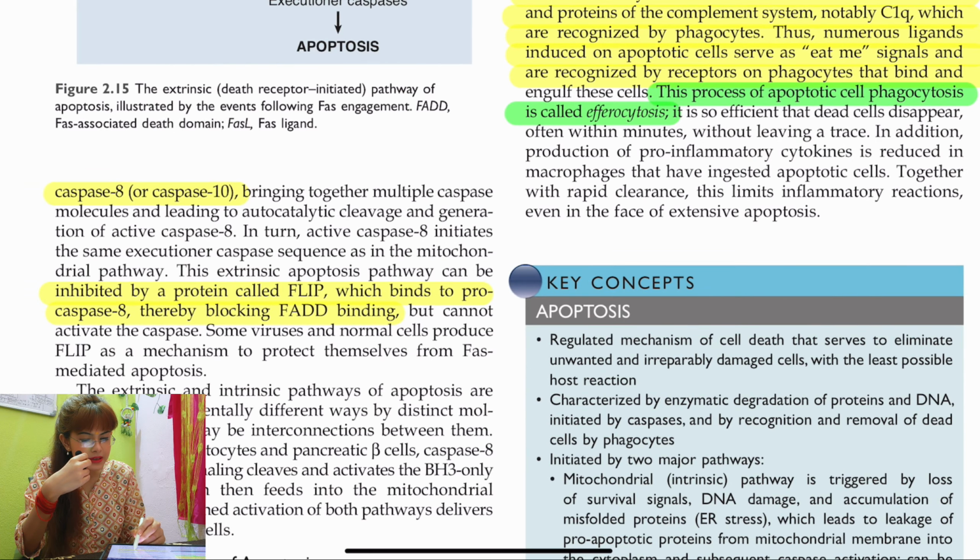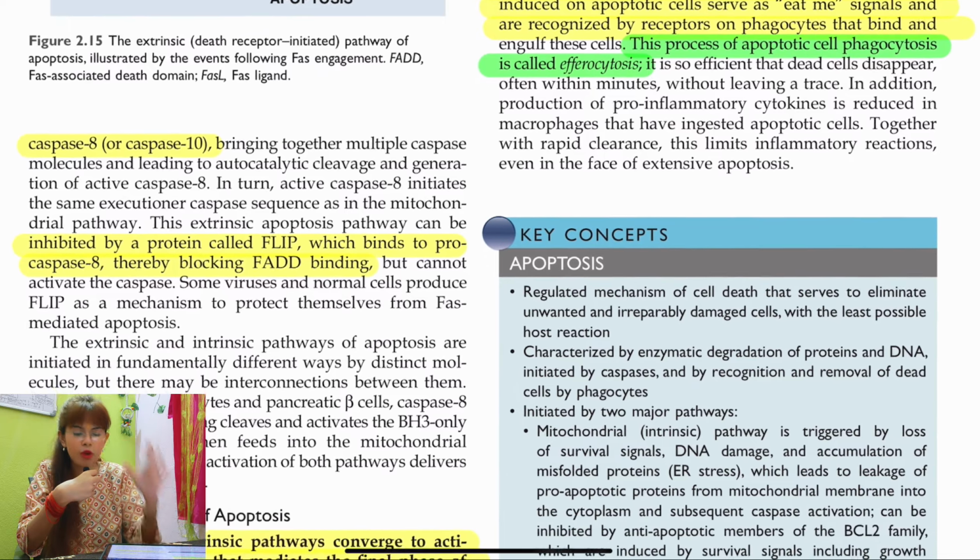Now, this extrinsic apoptosis pathway can be inhibited by a protein called FLIP, which binds to pro-caspase 8, thereby blocking the FADD binding. Okay? So this FLIP is again an important question. This can cause inhibition of the extrinsic pathway, which binds to pro-caspase 8, and therefore it blocks the FADD binding, so it blocks the apoptosis.